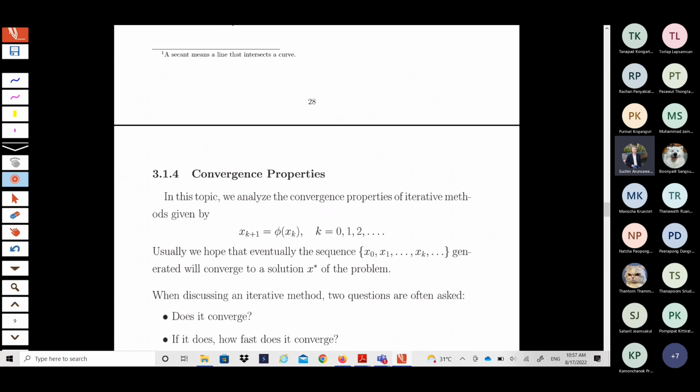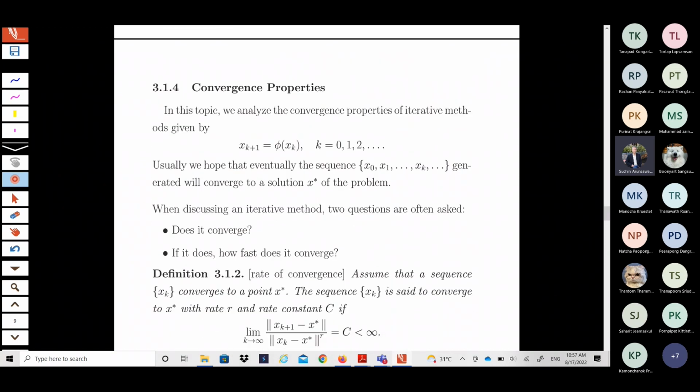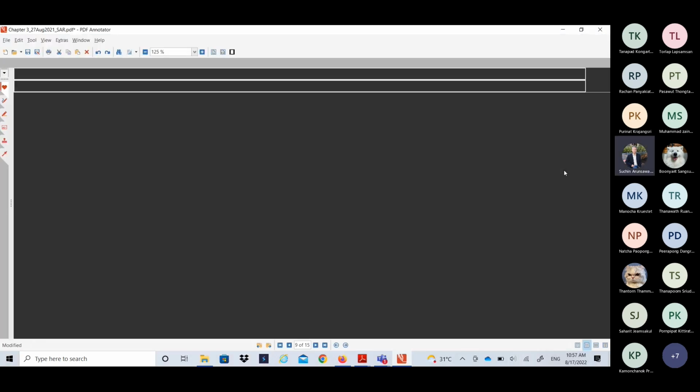Now, coming back to the convergence of Newton-Raphson, we don't have the time for today. We will talk about that next week on Monday. So the next lecture will be the convergence of Newton-Raphson. Okay, today I'll stop the recording.